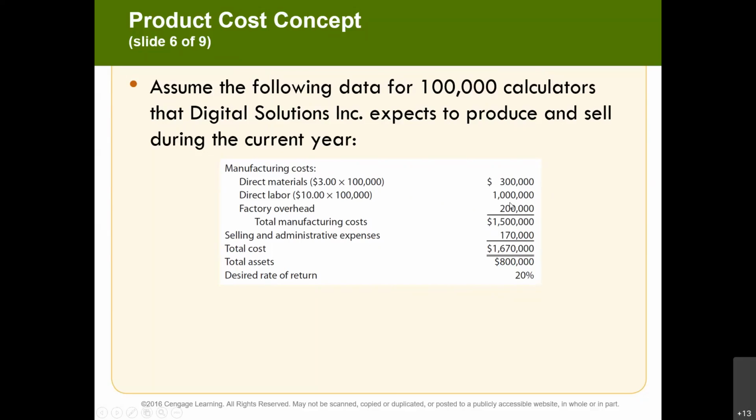My factory overhead is $200,000. Remember that part's relatively fixed. My total manufacturing costs are $1.5 million. I got that by taking my direct materials plus my direct labor plus my factory overhead to get my total manufacturing cost of $1.5 million. I estimated my selling and administrative expenses to be $170,000, giving me a total cost of $1.670 million, to get to a total asset of $800,000.